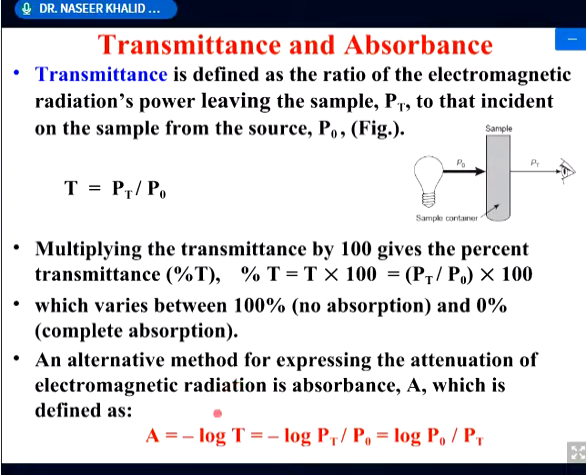We have a relationship between absorbance and transmittance. Absorbance is equal to minus log of T. Minus log of T means minus log of Pt over P0, or if we change the sign, log of P0 over Pt. That is the absorbance. It is the reverse of transmittance. This is a very simple and very important equation.